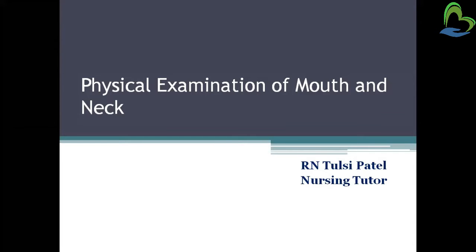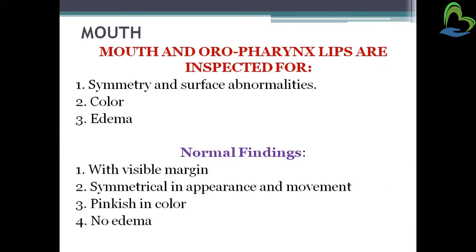So today we will study the physical examination of the mouth and neck. The mouth consists of the mouth and oropharynx. The lips are inspected for symmetry and surface abnormalities, meaning any lesions or cracks. Then color: what is the color of the lips? Dark lips, bluish discoloration of the lips, pink, etc. Then edema. If the patient has facial edema or puffy cheeks or mouth, we have to inspect for it.